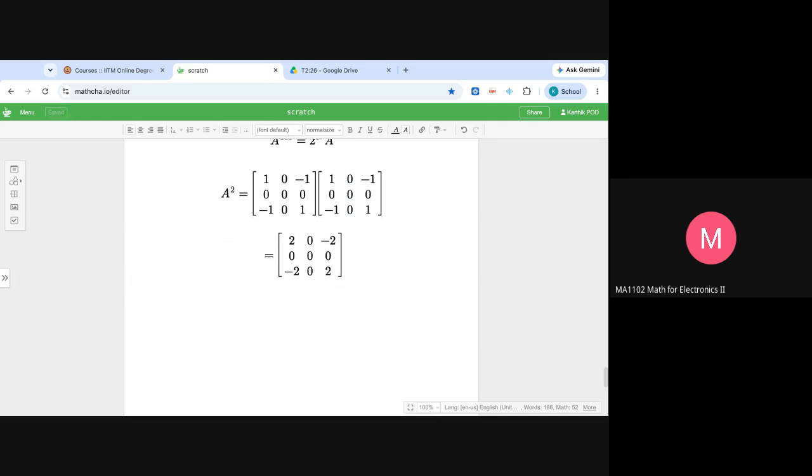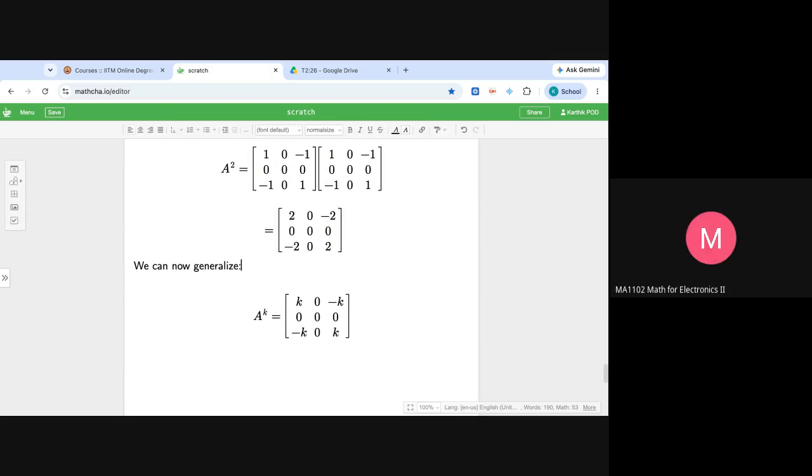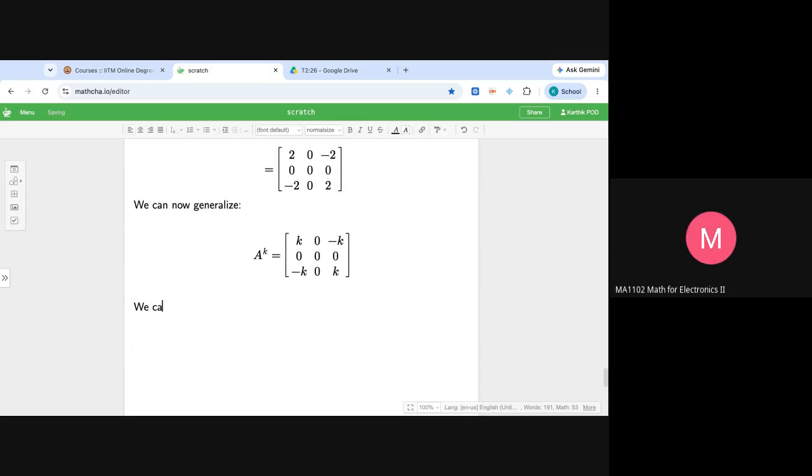Now the question is, is there a pattern? There seems to be a pattern, so we can now generalize and say that A power k is perhaps something like k 0 minus k in the first row, 0 0 0, and then minus k 0 k, assuming that this pattern will hold. That is the idea. Now we can use induction. Great, now it makes sense.